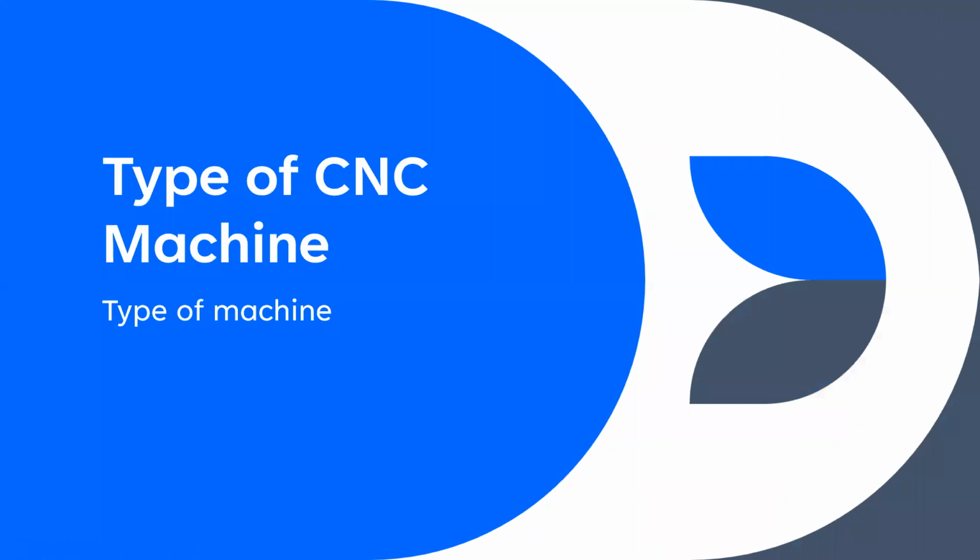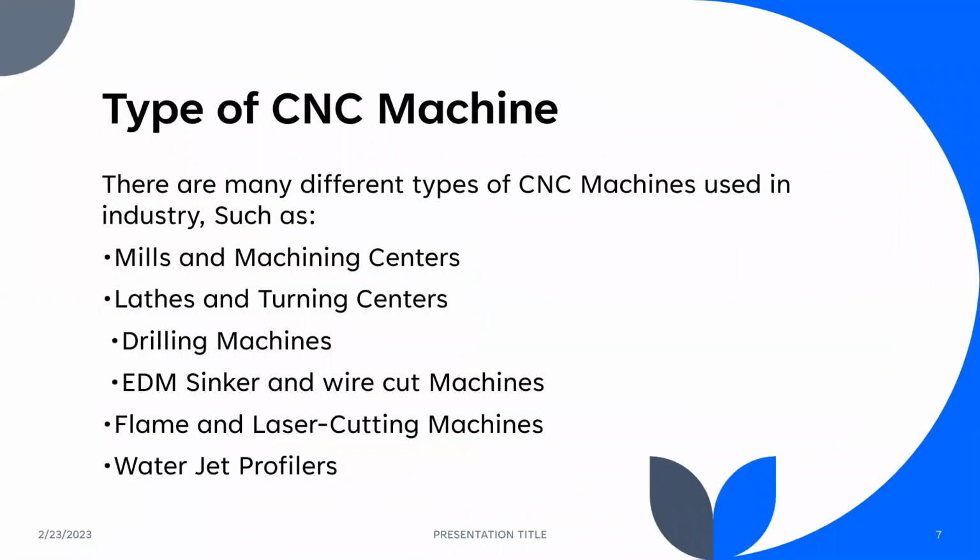So next one is the types of CNC machine. You people already know that we have a lathe machine. Lathe machine means the turning center. Milling machine is the milling center. Next, a drilling machine is there, and also flame cutter and laser cutter. Water jet machines are also there. Nowadays, every machine comes under CNC.